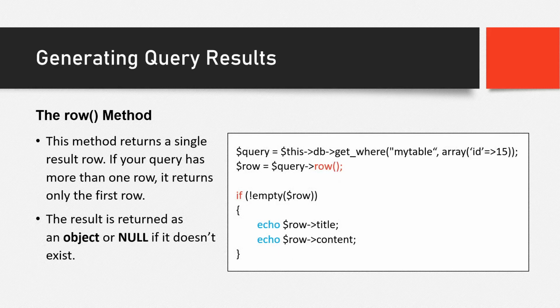So this is our sample. Having the query, we call the method row, and then we check, does the row have a value? If it has, then we echo the title and the content using the arrow, since we use the row method. Row, arrow, then the field name, to retrieve the value of the title and the value of the content. Okay?